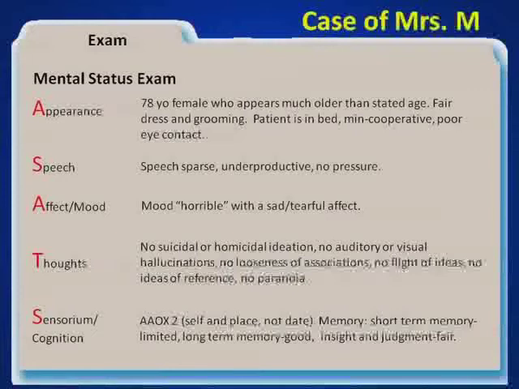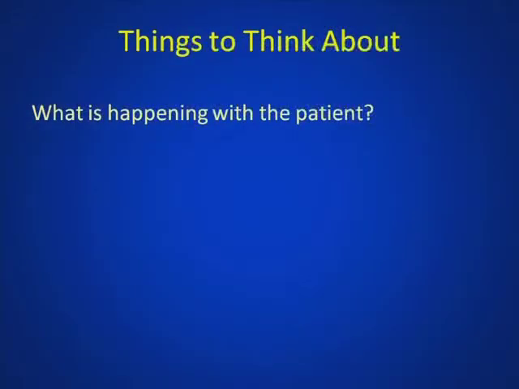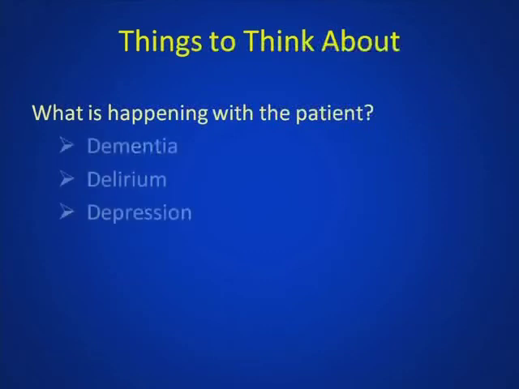Mrs. M is alert and oriented ×2, to herself and to place, but not to date. Her short-term memory is limited, and her long-term memory is good. Her insight and judgment are reported to be fair. What is happening with this patient? Let's take a moment to think about that. Is Mrs. M suffering from a dementia, a delirium, or a depression? We're going to explore these each in greater detail.